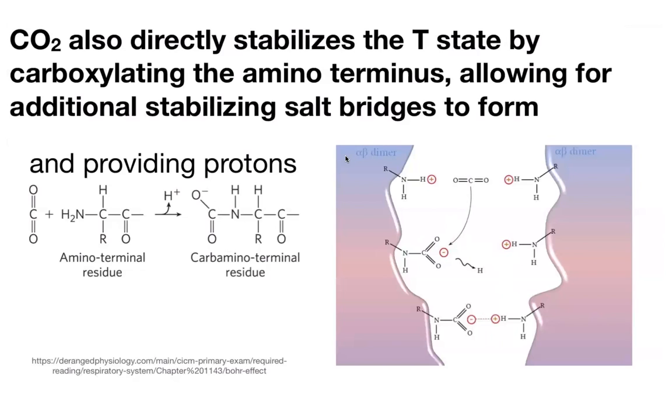And at the same time, what's going to happen is you're going to be giving up a proton, lowering the pH. So the bicarbonate system is only one of the ways. It's the main way that your body transports CO2, but the other way is through hemoglobin itself. By reacting with hemoglobin, you're releasing more protons and making it so that there are additional interactions that can form that stabilize that T state.